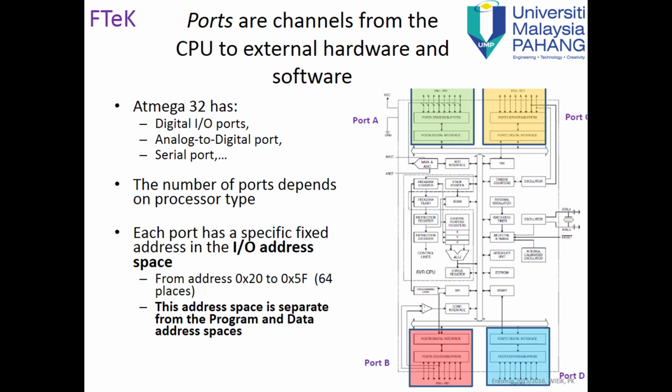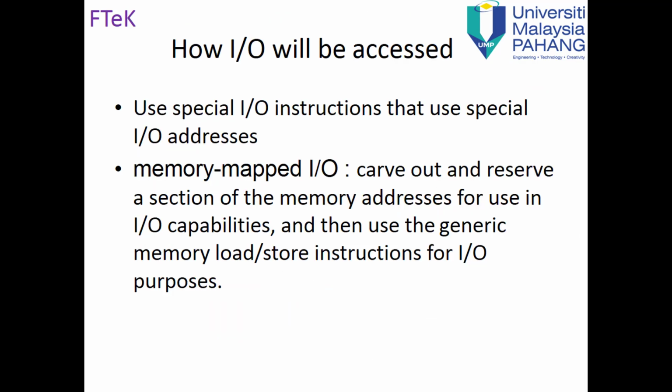Each port has specific fixed addresses in the I/O address space. These addresses are used to control the ports. Each port, as we will see later, has 3 registers to control it. How can we access the ports? We use, as I said, special input-output instructions that use special input-output addresses. These memory locations are the input-output registers.